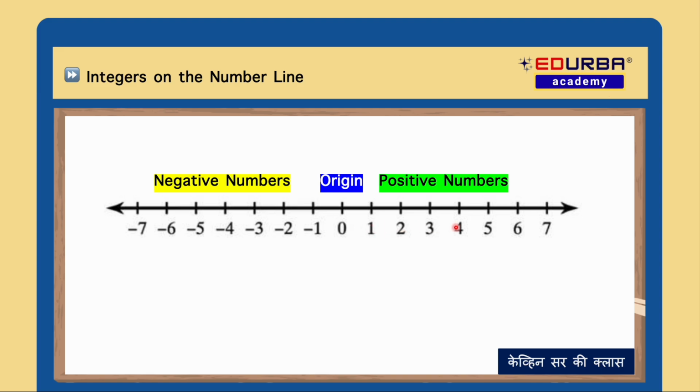Now, for example, number 6, which is on the right side, is always greater than 5, or number 3, which is on the right side, is always greater than 2, whereas number 1 is greater than 0, 0 is greater than -1, -2 is greater than -3, -4 is greater than -5 or -6 or -7. Any number on the right side will always be greater than the number on the left side, and this helps us to compare the integers.